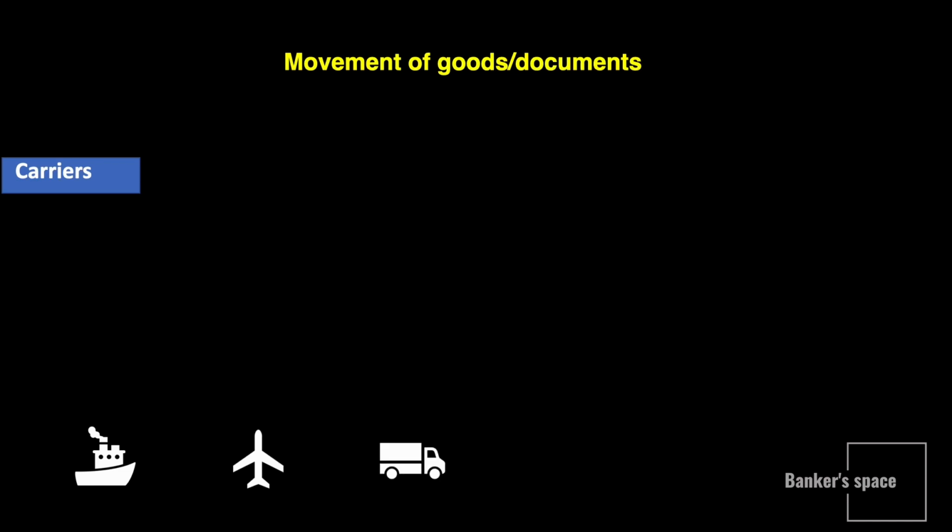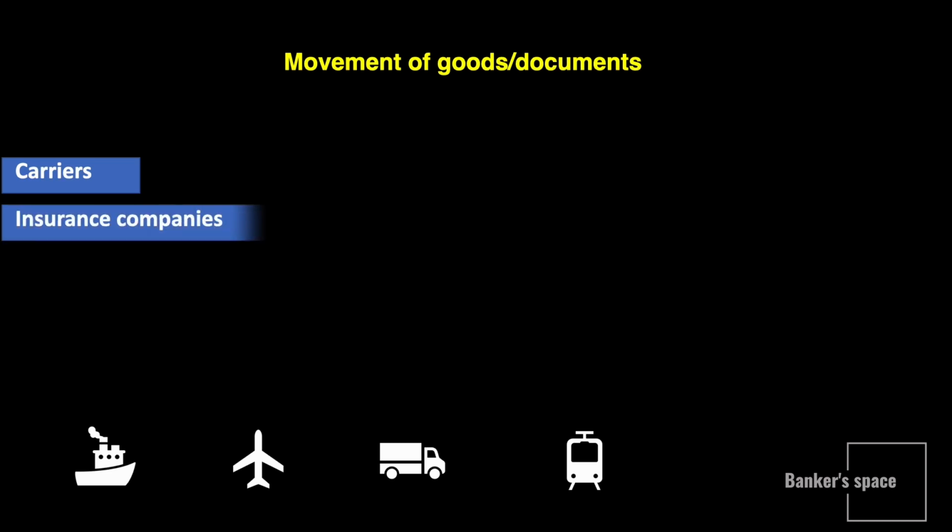To move the goods, here come the transport companies. It can be transport by water, air, road or rail. They are the key players in the movement of goods. To mitigate the risk of financial loss due to any uncertain events, usually the goods under transport are insured. So insurance companies will also come into the role.